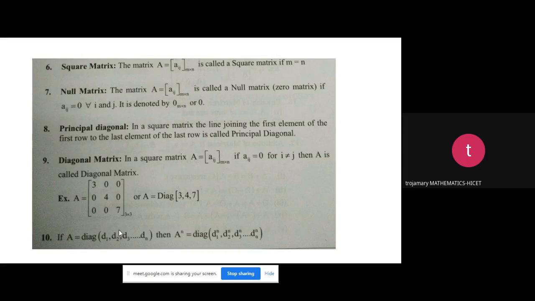Null matrix: all the elements are zero. Principal diagonal, also called the main diagonal or leading diagonal: in a square matrix, the line joining the first element of the first row to the last element of the last row is called the principal diagonal. Diagonal matrix: in a square matrix, if it contains only the diagonal elements, then the matrix is said to be a diagonal matrix. If A is a diagonal matrix, then A power n becomes the power of the diagonal elements. For example, if A has 1, 0, 0, 0, 2, 0, 0, 0, 3, then A cube equals 1 cube, 0, 0, 0, 2 cube, 0, 0, 0, 3 cube.